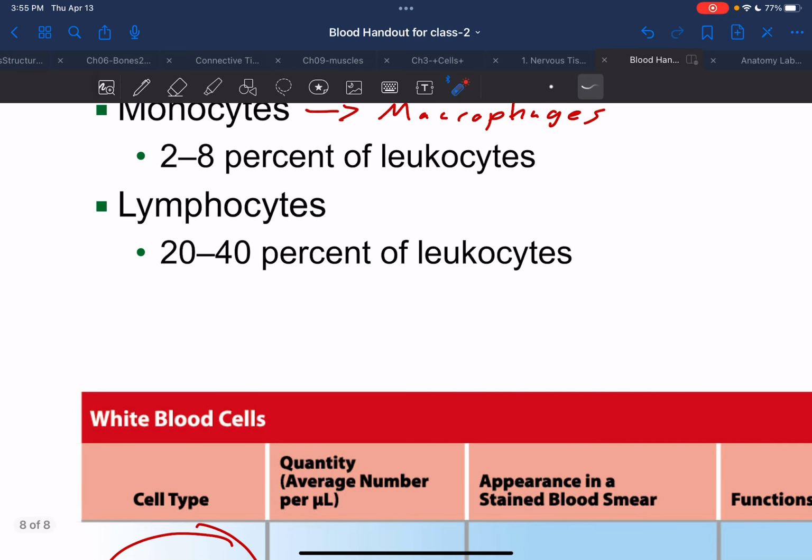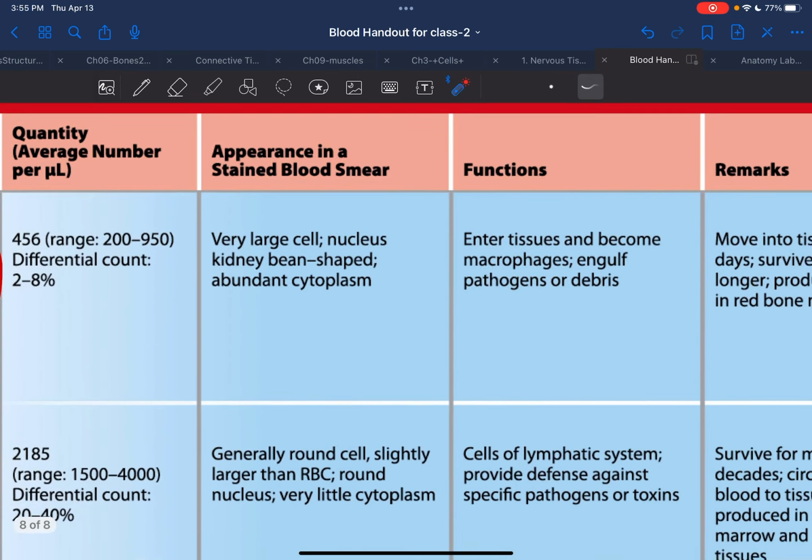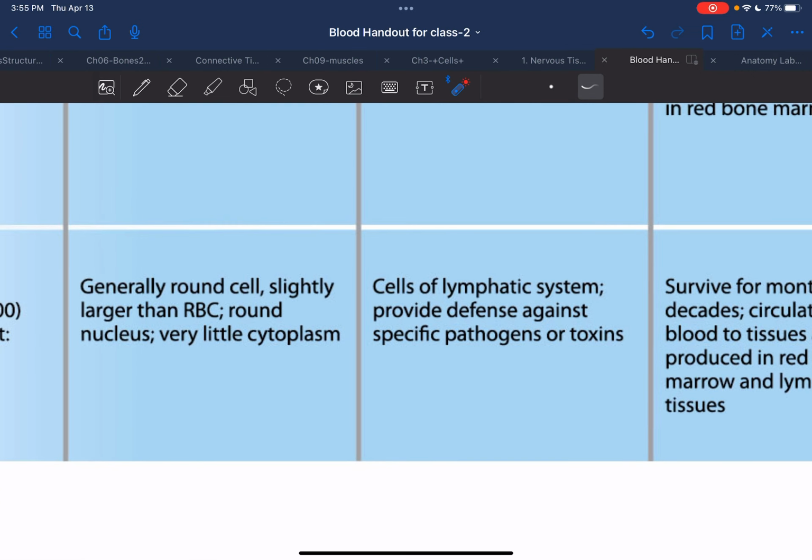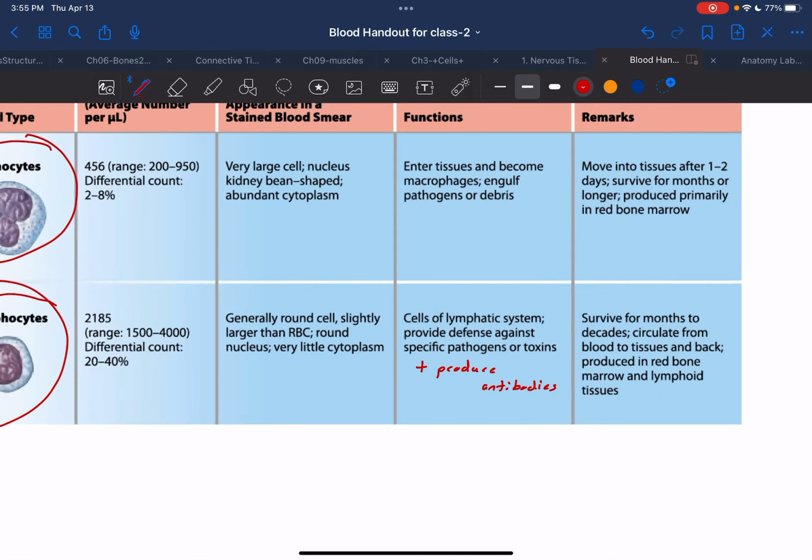And lymphocytes, they produce globulins. They produce your antibodies. And that's how they provide defense. And now you need to add this note because I'm not seeing it here. Produce antibodies.